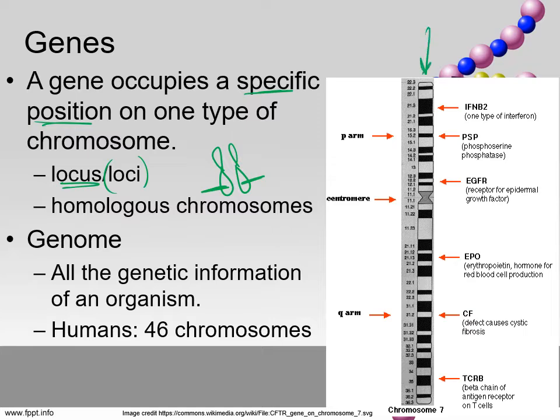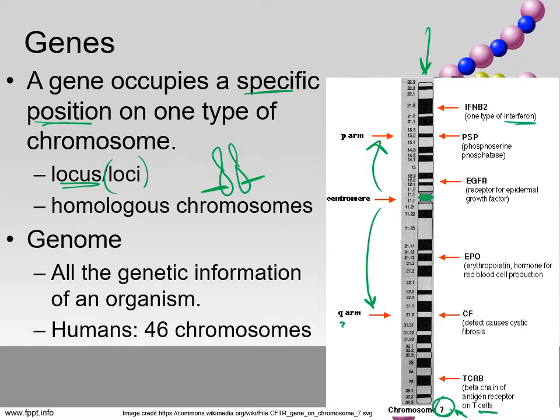Here's a map of chromosome number 7 for us humans. The centromere is here in the center-ish. The short side off the centromere is the P arm, and the long side off the centromere is the Q arm. And this is just showing a few of the genes on human chromosome number 7. We have beta chain antigen receptors. This is part of our immune system.